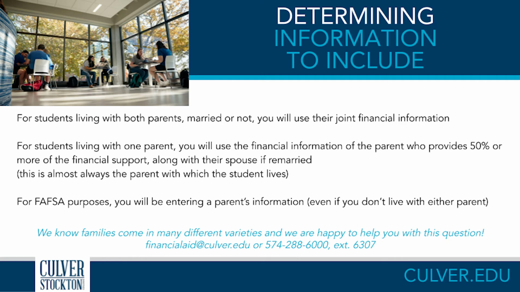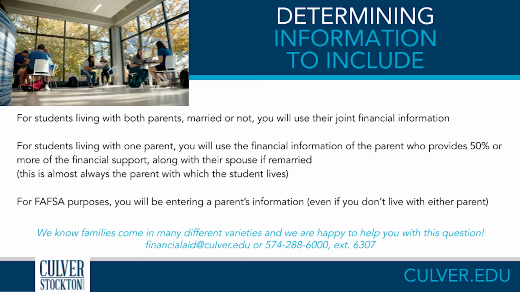It does not matter who is claiming the student on their tax form, but only who is truly providing the majority of the financial support. You only use the financial information from one household, and it is primarily determined by where you live. Again, we know this can be difficult today when a student is living with a grandparent or even another person who is effectively fully supporting the student. Even in that case, you must still use one or the other parent's financial information.